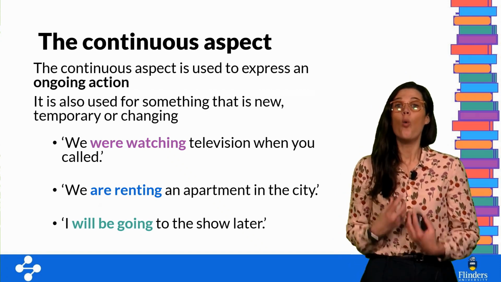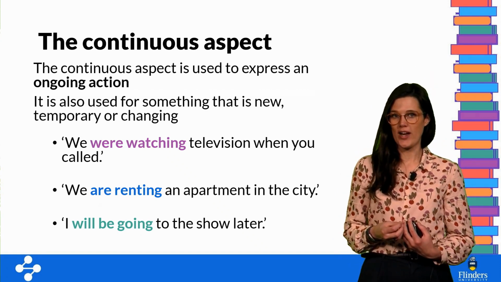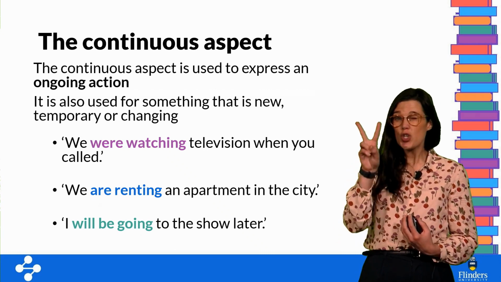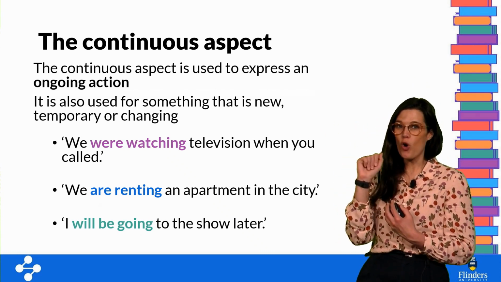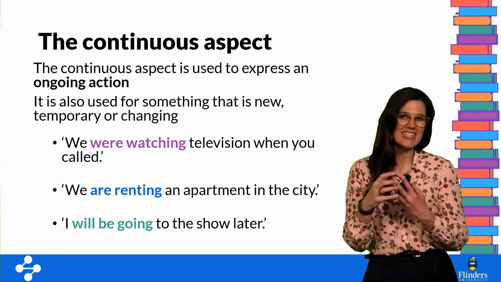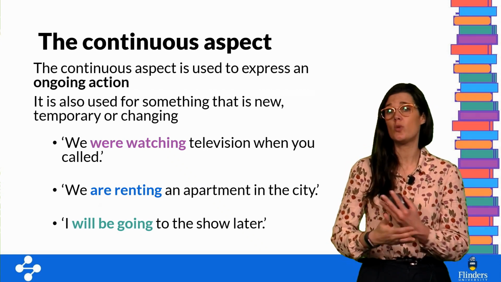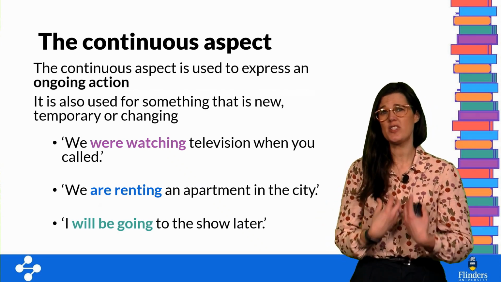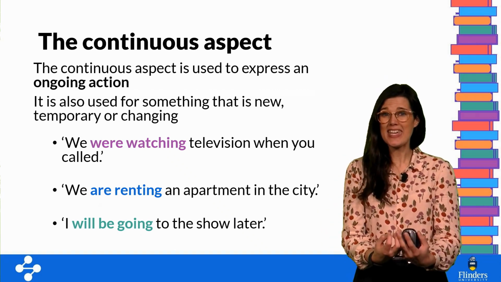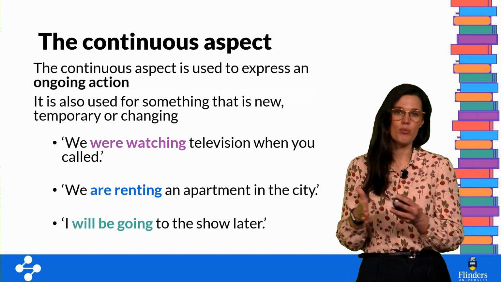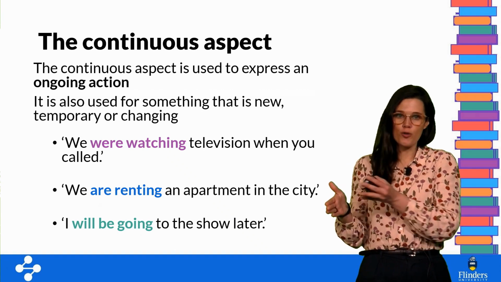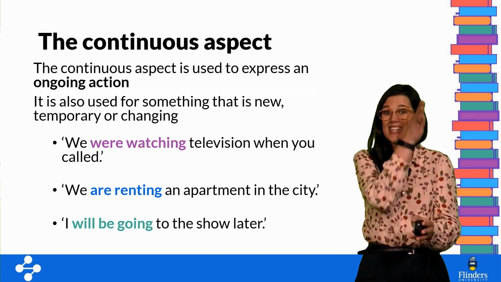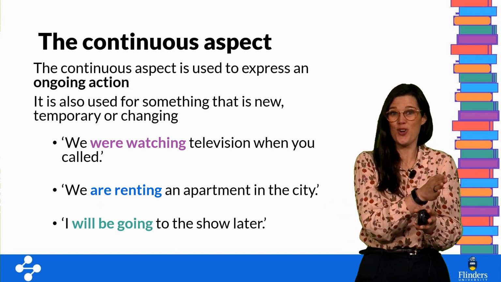For example, we were watching television when you called. So again, here we have two actions, just like we had before with the perfect. But in this case, the action of watching television was ongoing. I want to emphasize to whoever I'm speaking to that action was in progress. It took place over a period of time that was interrupted by that phone call.